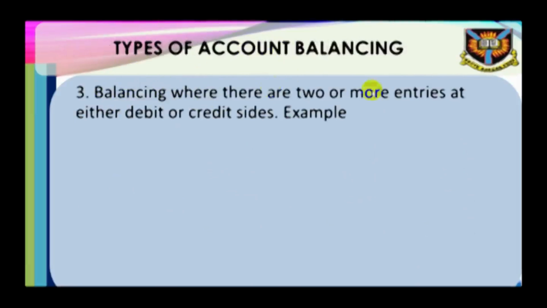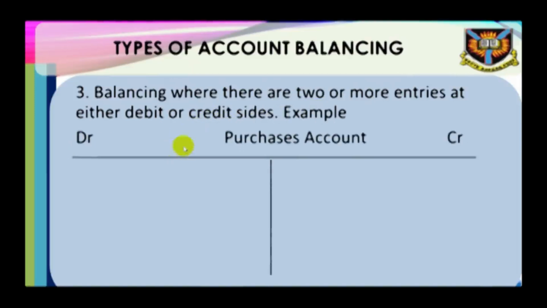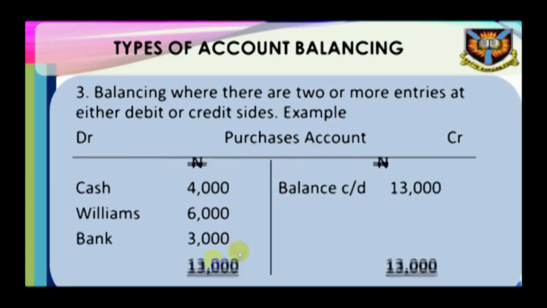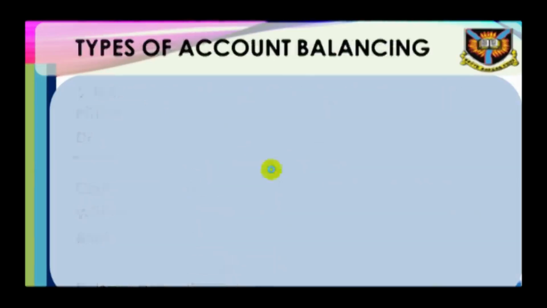Number 3, balancing where there are 2 or more entries at either debit or credit side. Example, the purchase account is open, and on the debit side we have cash 4,000, Williams 6,000, bank 3,000. And then we have a total of entries on the debit side, 13,000. On the credit side, balance carried down will be 13,000, and on the debit side the balance brought down will be 13,000 naira.